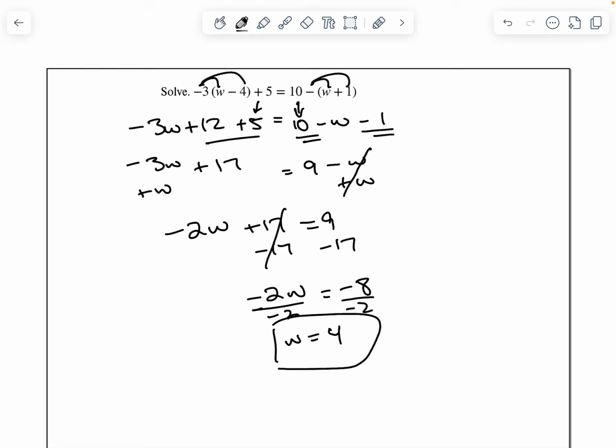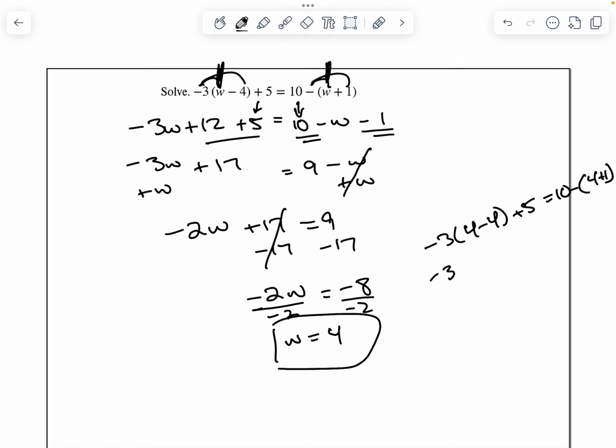If you want to make sure that solution is actually correct, you can plug it into the initial equation. So for everywhere there's a W, I'm just going to put in a 4. So negative 3 times (4 minus 4) plus 5 equals 10 minus 4 plus 1. You can plug that directly into your calculator, the left side and the right side, or we can just go through and solve it step by step.